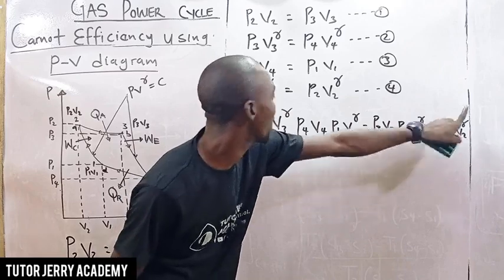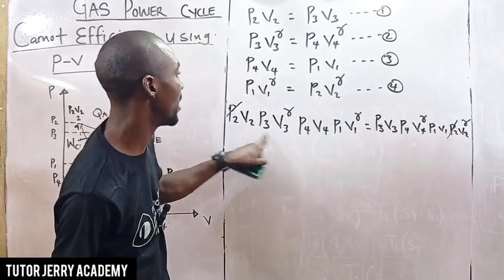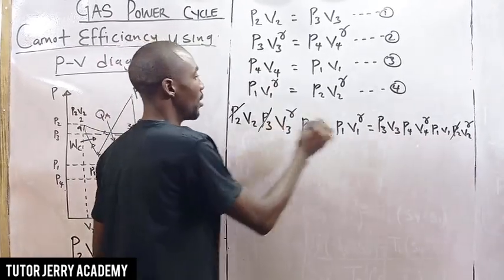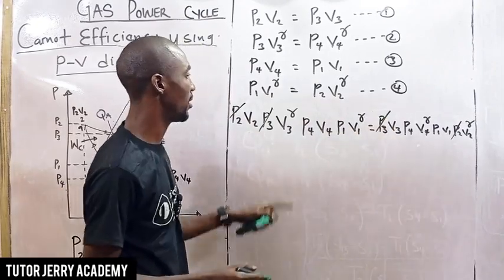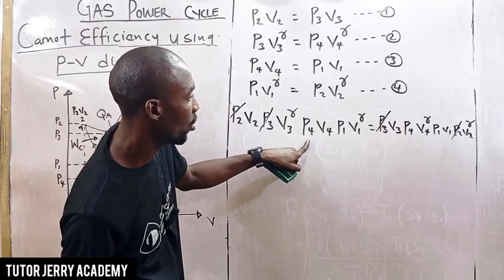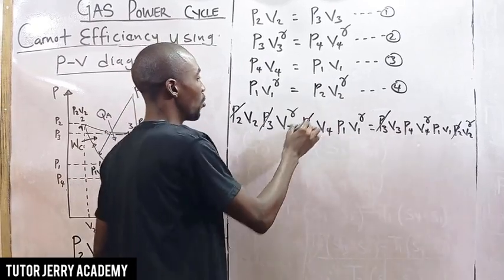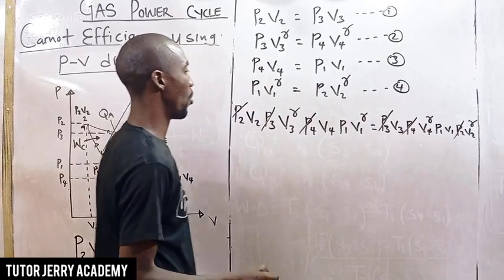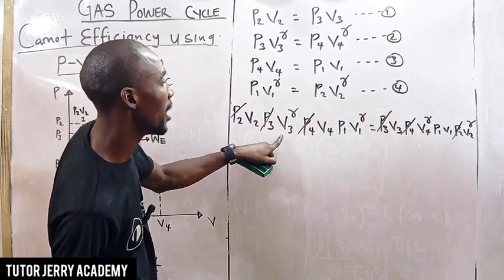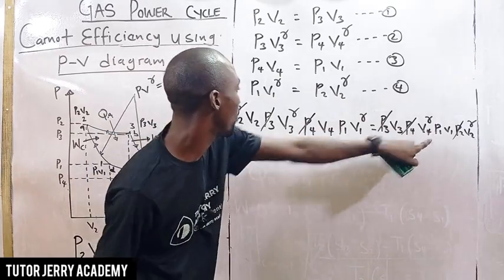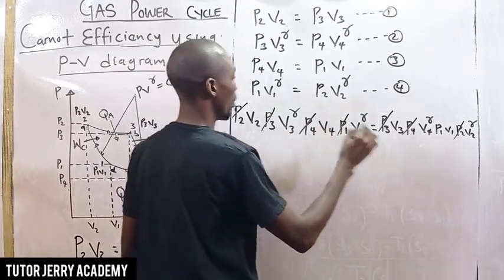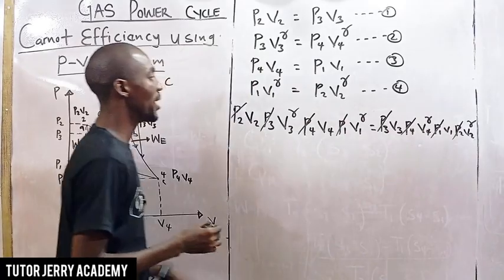Okay, we only have V2 gamma, so we leave that. We have P3, so P3 will go with P3. All right, we have P4, so P4 will go with P4. So we'll be left with P1, we also have P1, so P1 will go with P1. So we'll be left with what?